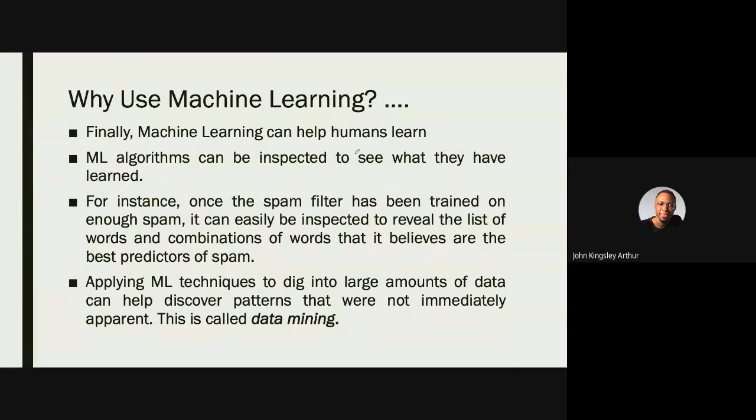Also, one typical area in which you would want to use machine learning is that machine learning algorithms can help human beings to learn. These algorithms are able to learn deep down into data. So some patterns that human brains are unable to discover, these learning algorithms are able to discover within those voluminous and complex sets of data given to them.